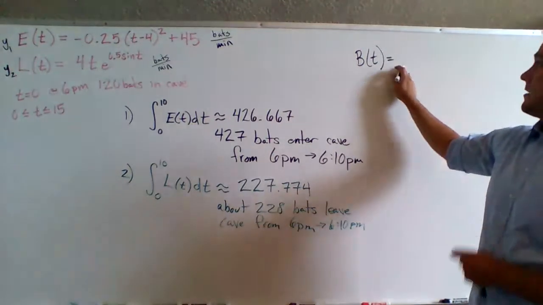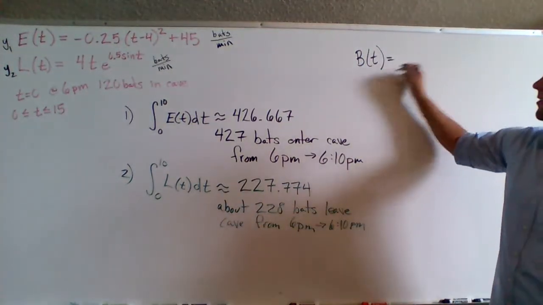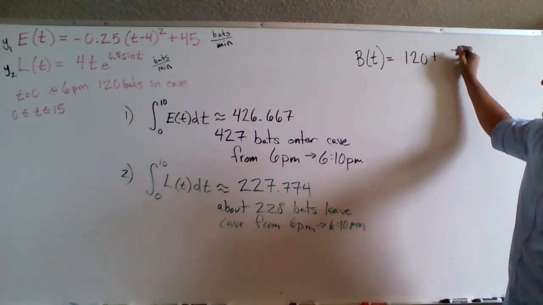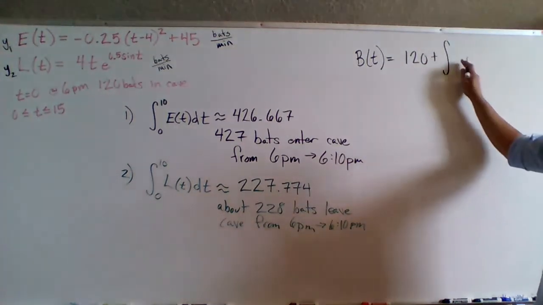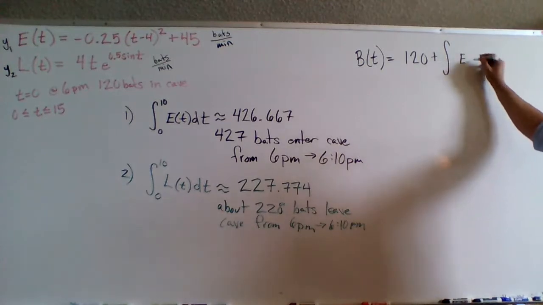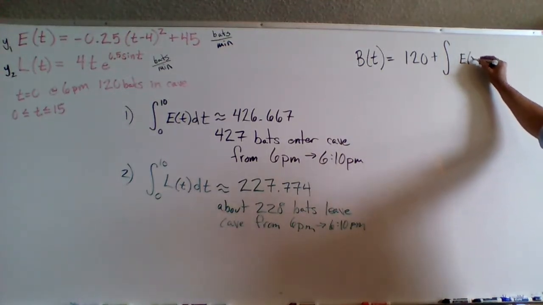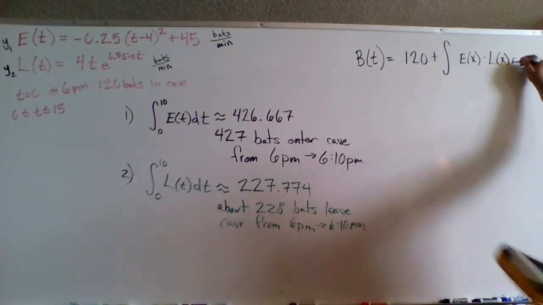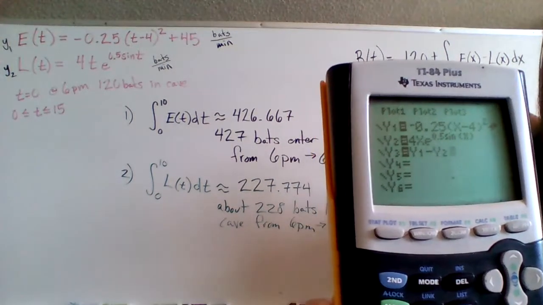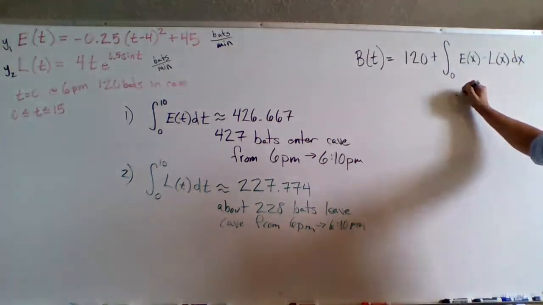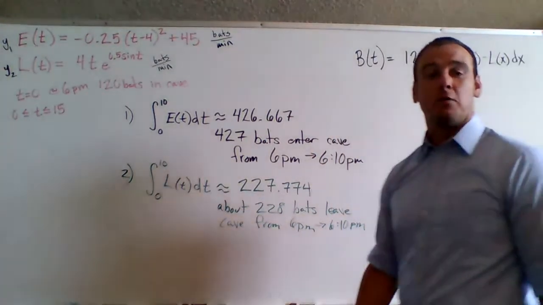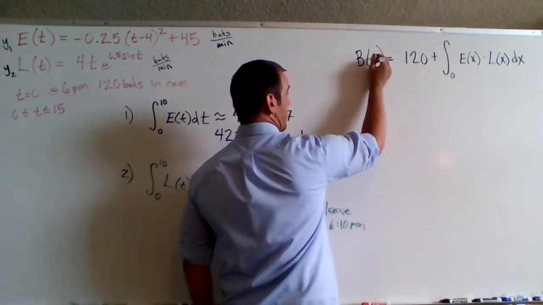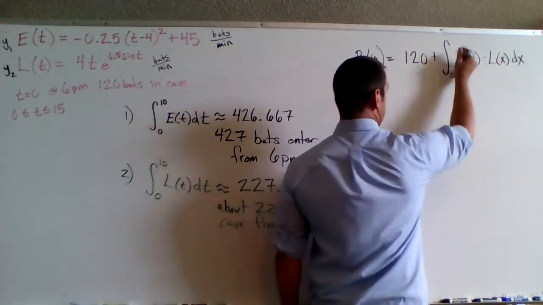So B of t is really going to equal the initial number of bats, which was 120, plus the integral. Here we're going to have the integral of our bats entering minus our bats leaving, L of x, dx. Remember, you can do Y1 minus Y2 and store that in Y3. We want to know at 10 minutes, so I'm going to have B of 10 here technically, and I'm going to go from 0 to 10.